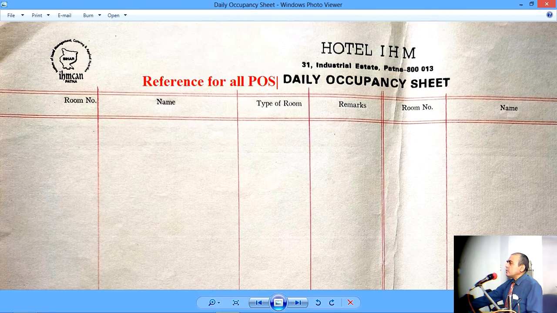Now, another thing you need to realize about this document is the arrival departure notification slip.